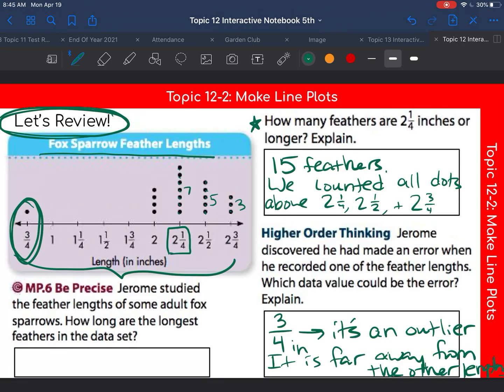The last question says, Jerome studied the feather lengths of some adult fox sparrows. How long are the longest feathers in the data set? This can be a confusing question because when some people say how long, they automatically look at the dots that are the tallest. But that goes for 2 1/4. Is 2 1/4 the longest feather? No. 2 3/4 is the longest feather. It's not the most common, but it is the longest feather that was recorded. So this is a review from yesterday, just analyzing line plots.